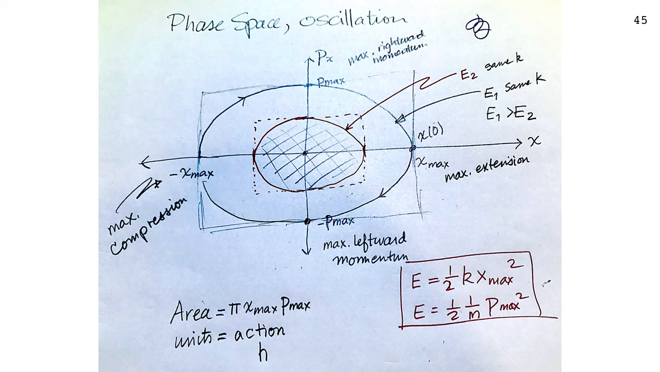At equilibrium, as it goes through x equals 0. So you have P max up here and minus P max down here. Now these should be equal in size. For a regular oscillator, they will be.